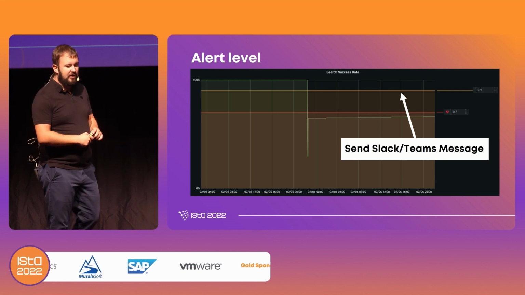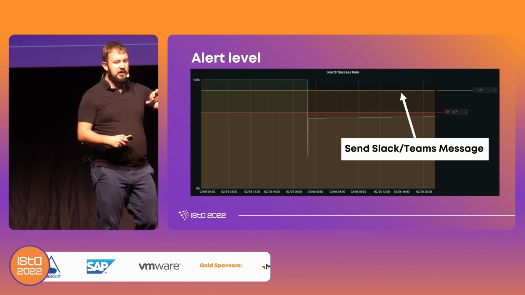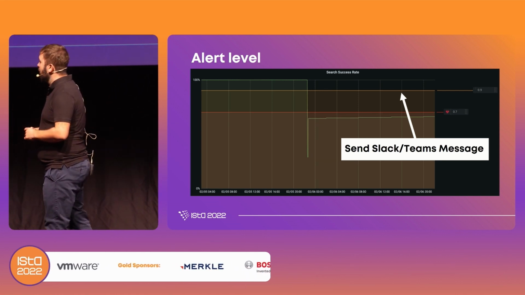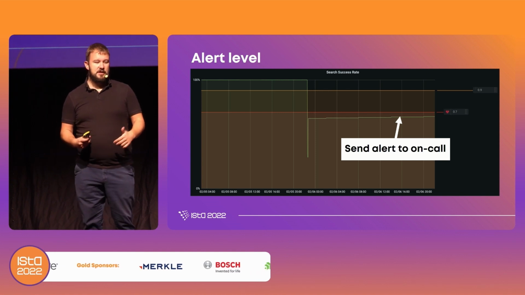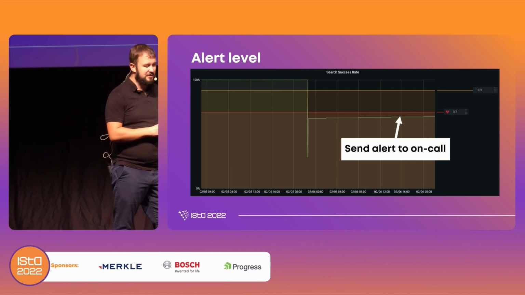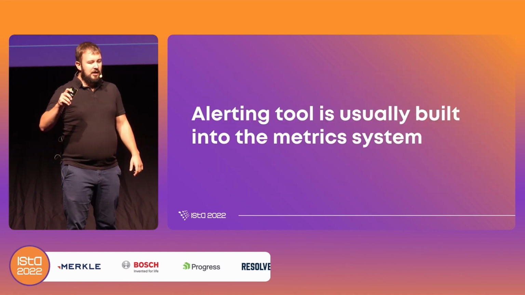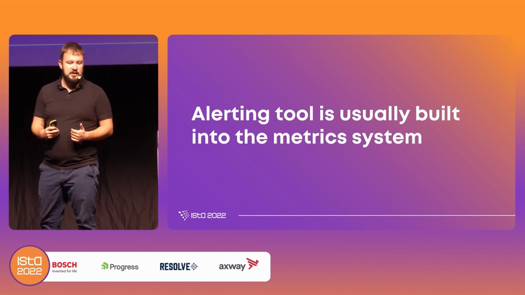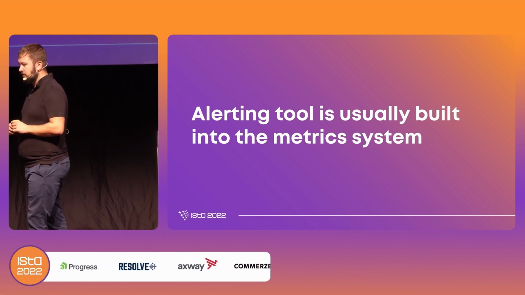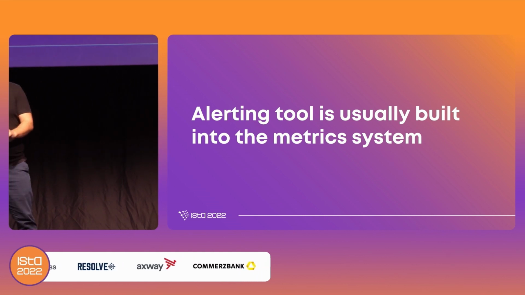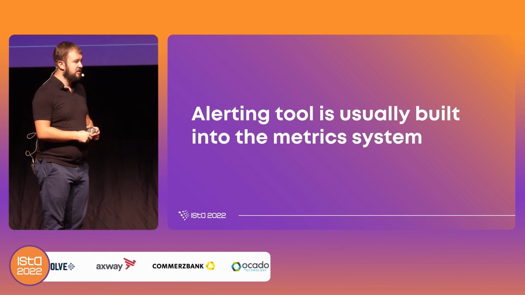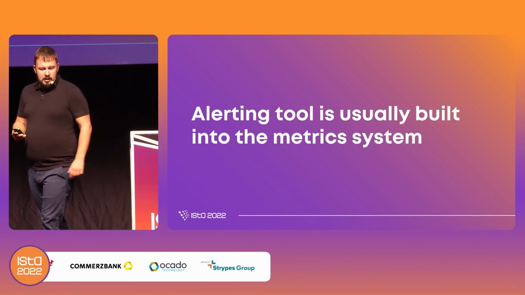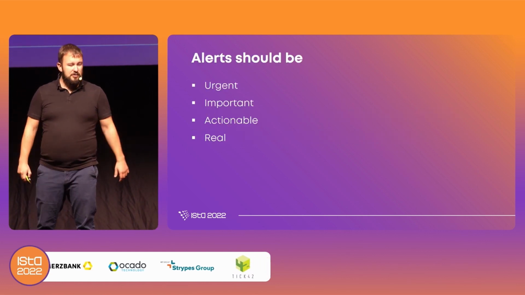And you can have different alert values. We can say, okay, if it drops below 90%, first send a message to our Slack or Teams channel. And then if it drops below 70%, then notify the on-call engineers about the incident. The alerting tool, the place where you define your alerts, is usually built inside the metric system. It is a different component in it that allows you to define alerts and work with alerts better.